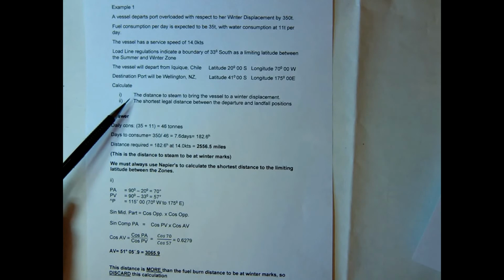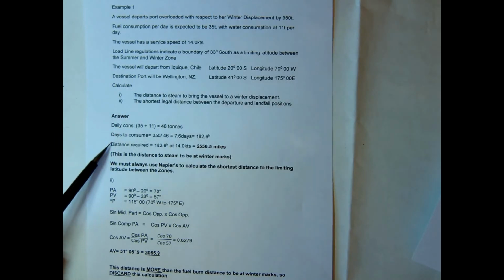First part of these problems, always you have to calculate the distance to steam to bring the vessel to be at a winter displacement or winter marks. Very standard. We have to steam 2556.5 miles. Always with these, we use Napier's rules to calculate the shortest distance to the limiting latitude.